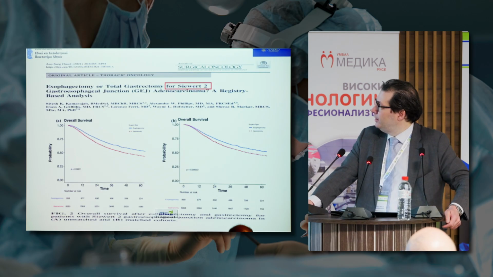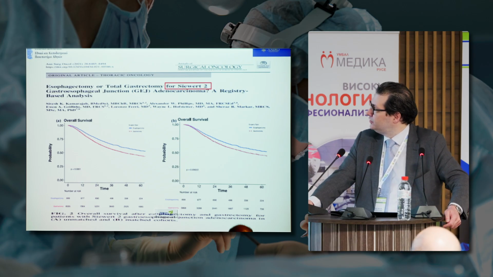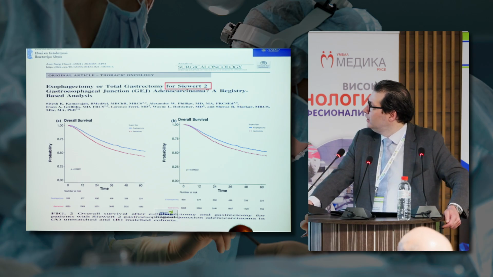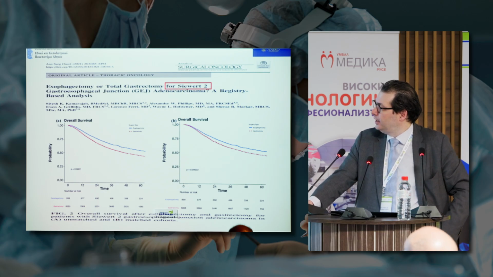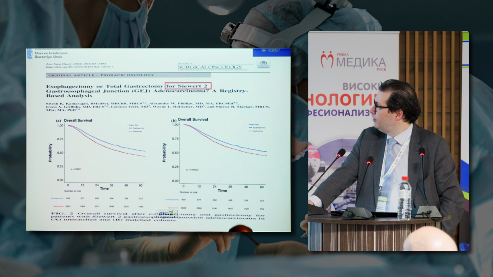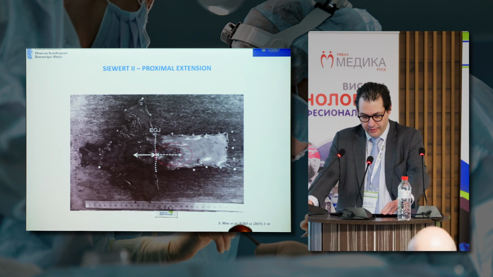Also, there were quite a lot of studies. This is a retrospective registry-based analysis from the UK, showing that in these cases, specifically for Siewert 2 cases, operating through an esophagectomy offers better survival to these patients.